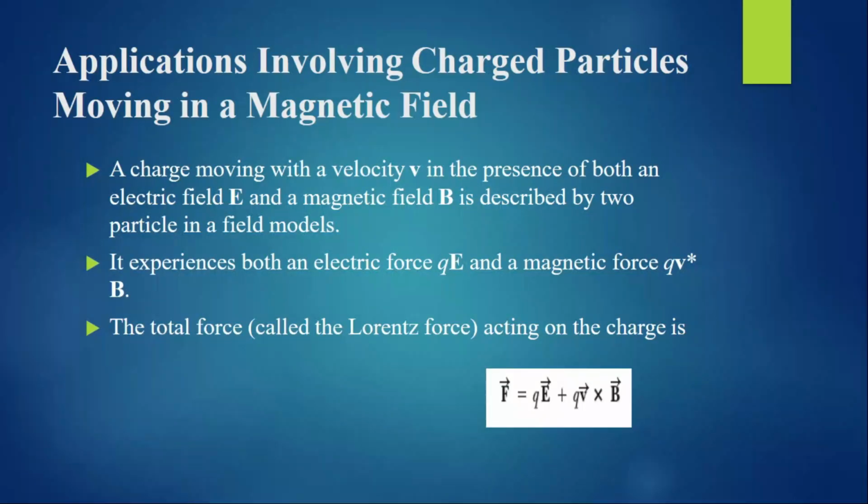We're going to talk about applications involving charged particles moving in a magnetic field. A charge moving with a velocity v in the presence of both an electric field E and a magnetic field B is described by two particles in a field model. It experiences both an electric force, which is qE, and a magnetic force, which is qv × B. The total force, called the Lorentz force acting on the charge, is F = qE + qv × B.